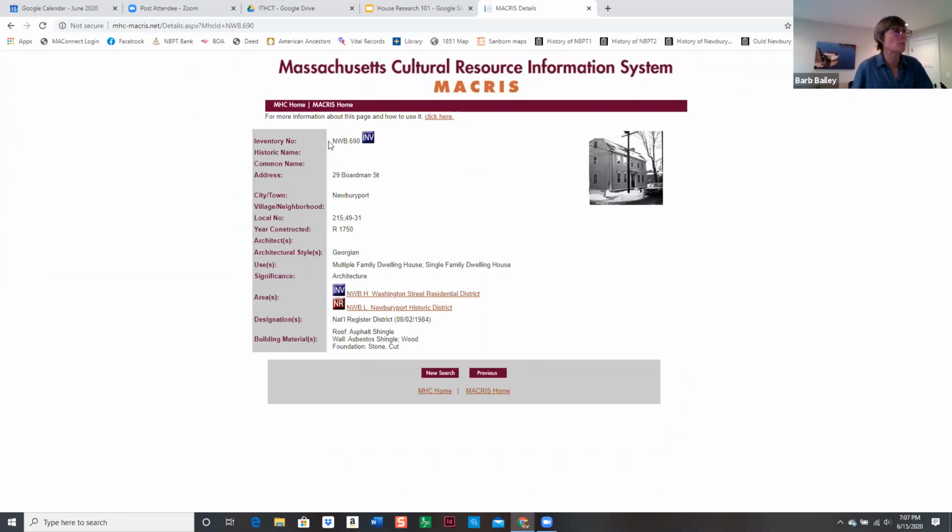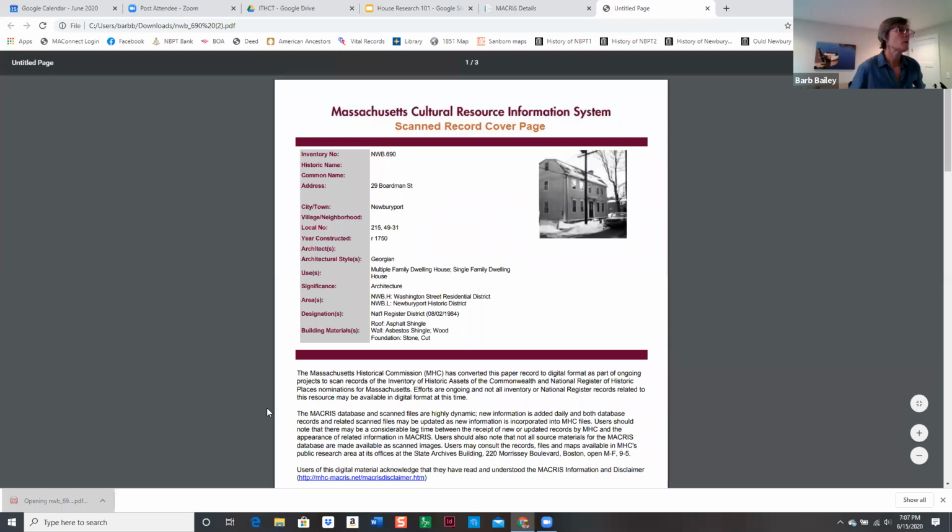But for the house I'm looking at, 29, I'm going to click the INV. And it doesn't look like anything is happening, because what it's doing is it's downloading. If you notice down here on the left, on the bottom tab, it's downloading a PDF to my computer, and then I can open it up. So here's the information that would be in it.